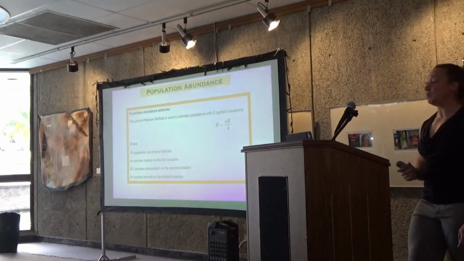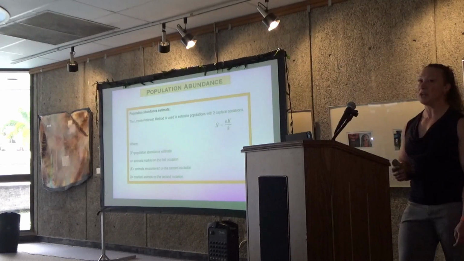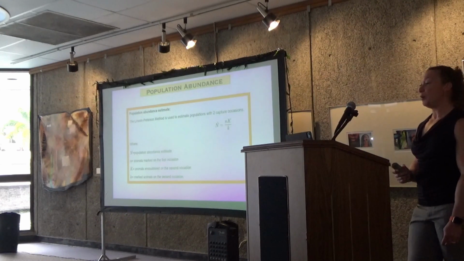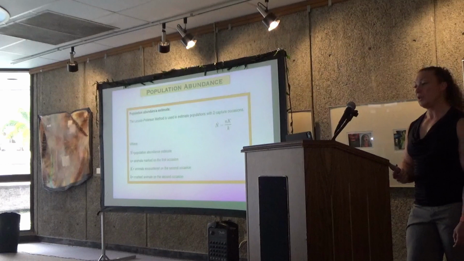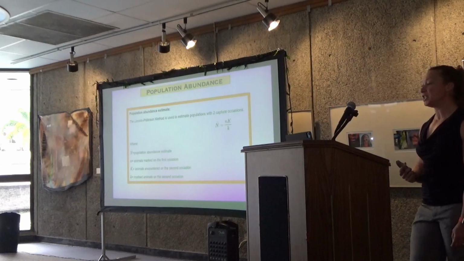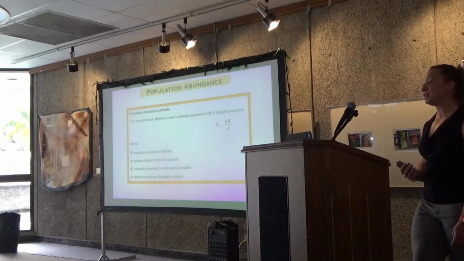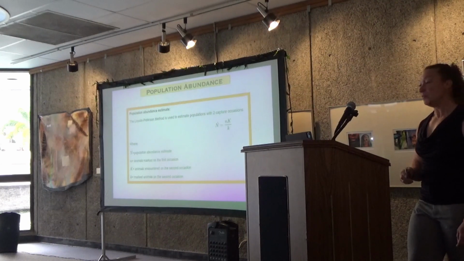Due to the mobility of marine populations and the impracticality of counting all the animals in one area, abundance must be estimated using modeling. From the data, population abundance estimates were calculated using a common modeling technique called the Lincoln-Petersen method, which is shown here.